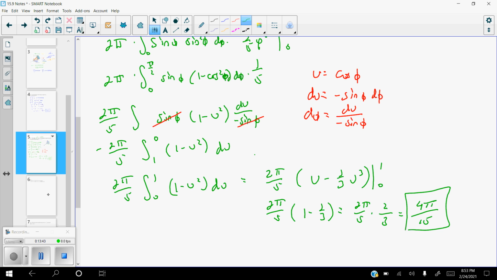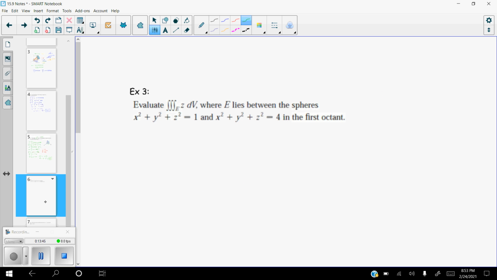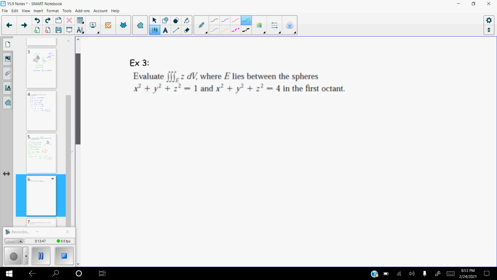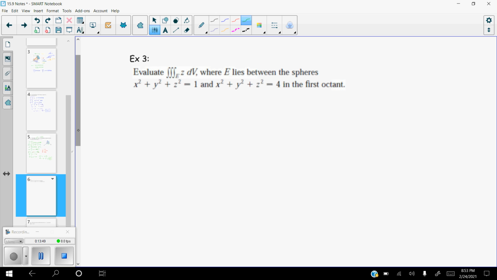All right, moving on. Triple integral over E of z dV, where E lies between the spheres x squared plus y squared plus z squared equals 1, and x squared plus y squared plus z squared equals 4. It would be really nice if we didn't have that extra density function, because then we could just literally find the volume of the two spheres and subtract them.